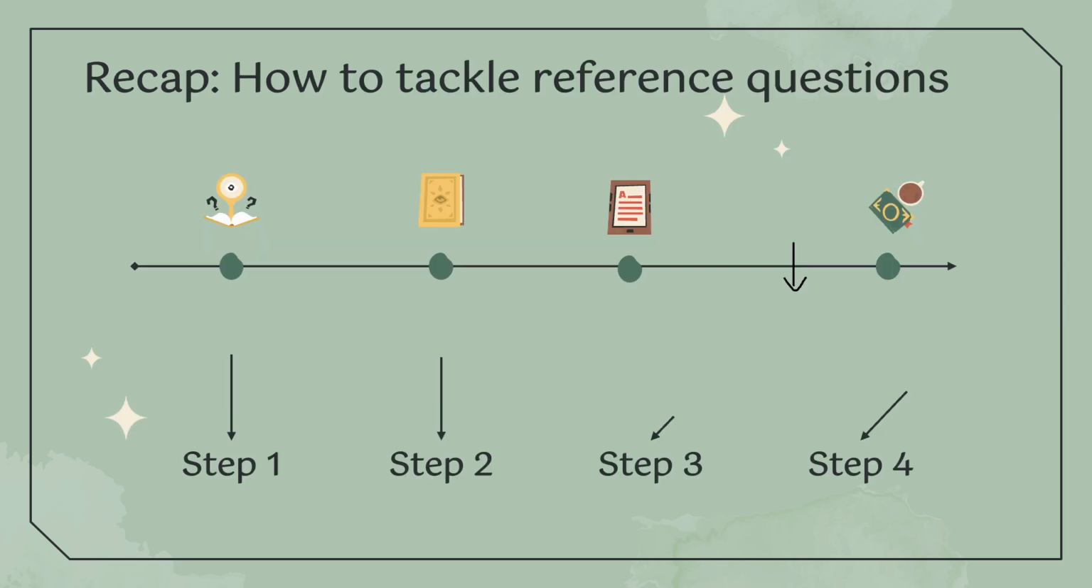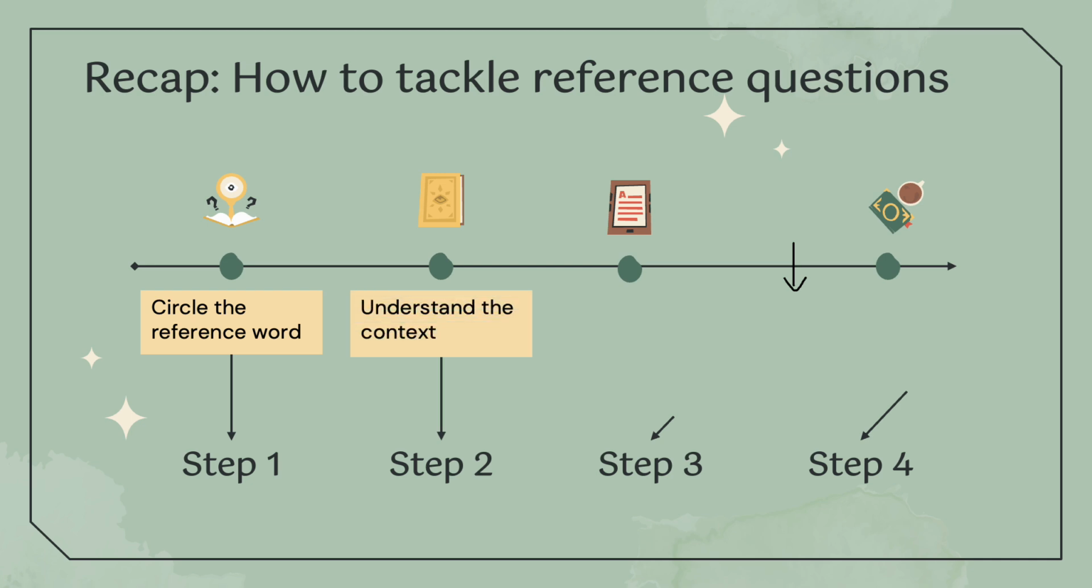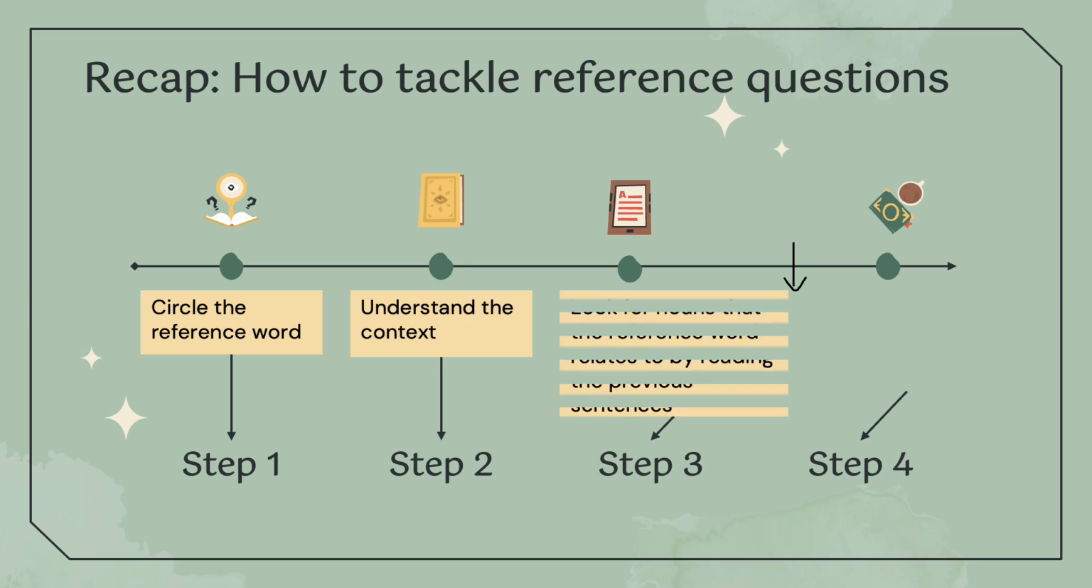Finally, let's recap what we have learned today. When you sit for your reading exam and see a reference question, don't panic. Just follow the 4 steps. You are able to tackle the reference questions. Step number 1, circle the reference word. Next, step number 2, do a context check.